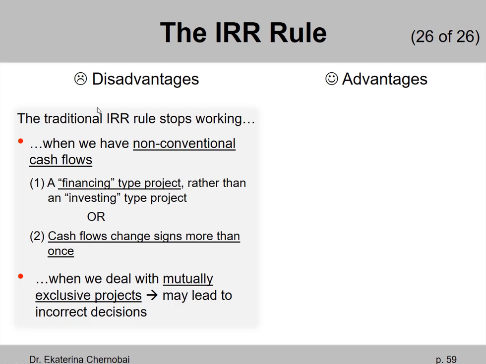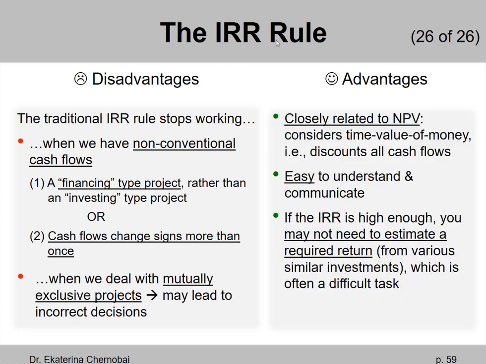The second big problem is we cannot use the traditional IRR rule when we need to pick one project between several alternatives. So when we deal with mutually exclusive projects, again, we need to completely rewrite our IRR rule so it can fit a situation like this with comparing mutually exclusive projects.